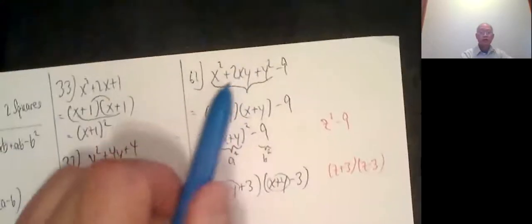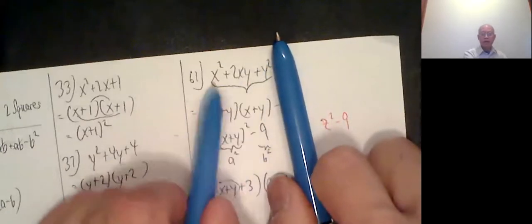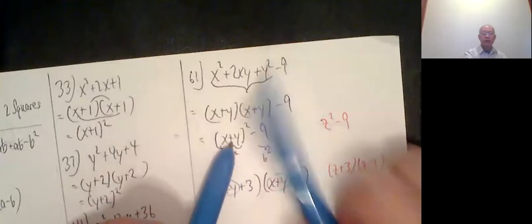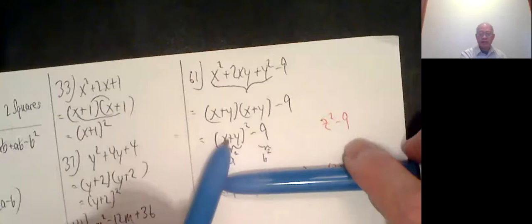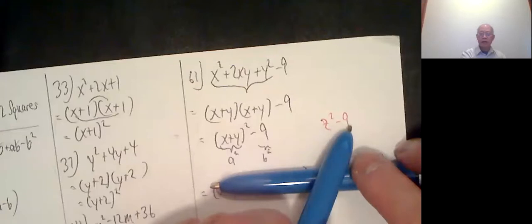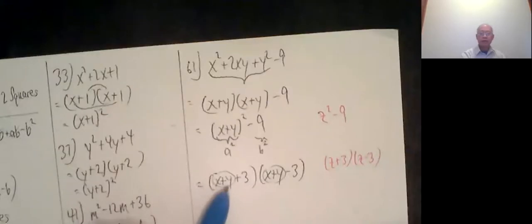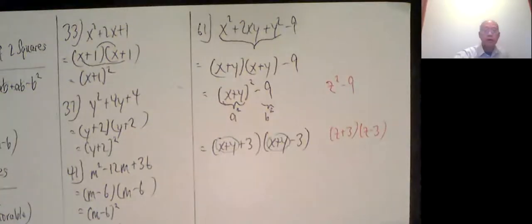Finally, for 61, x squared plus 2xy plus y squared minus 9. Temporarily ignore the negative 9. Factor this into x plus y, or x plus y squared minus 9. And this is essentially difference of squares. It does fit the formula a squared minus b squared. If you pretend temporarily this is like z squared minus 9, right? Then you would go z plus 3, z minus 3. So it's x plus y squared minus 9. So it's x plus y plus 3, x plus y minus 3, just like z plus 3, z minus 3. Okay, so that was section 6.4.